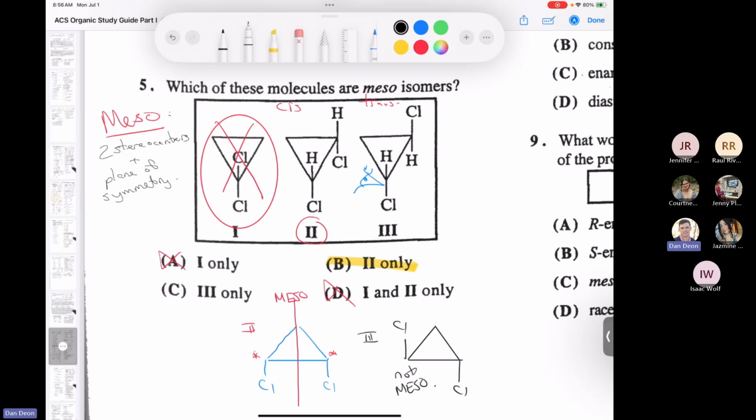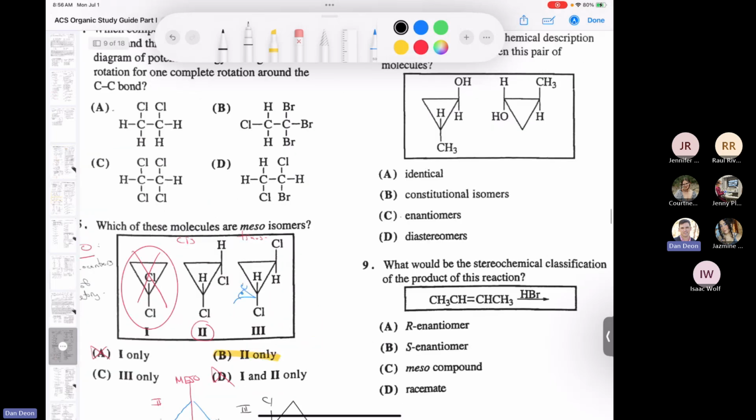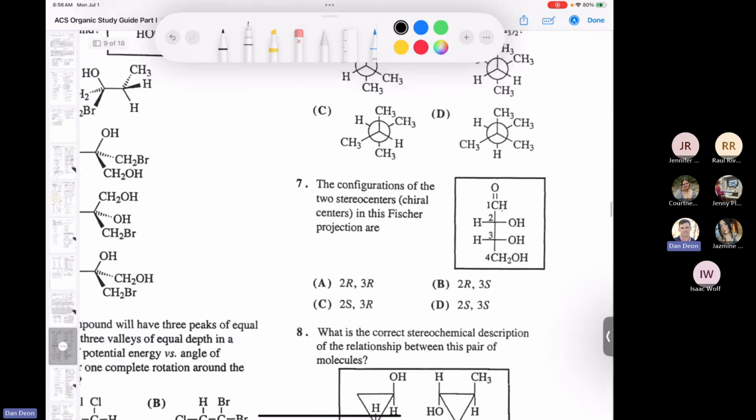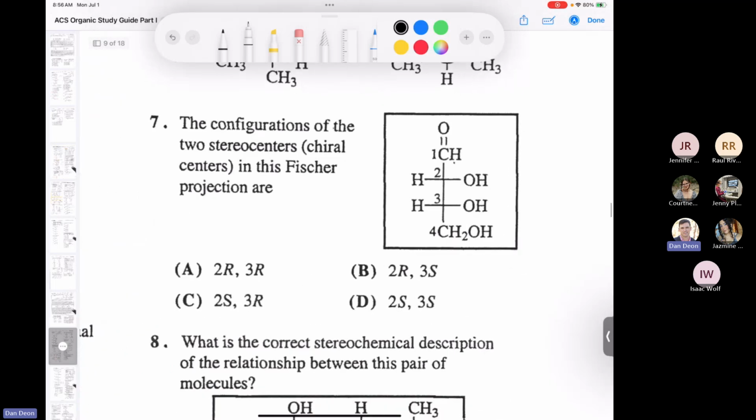All right, let's try, I don't want to exhaust you guys with Cahn-Ingold-Prelog rules, but let's give this one a shot. Number 7 just asks us, what is the configuration of these 2 chiral centers? And this is a Fischer projection. You're going to see a lot of these in chapter 24 of Organic Chemistry 2. We'll do a whole chapter on carbohydrates. So this is a carbohydrate, called an aldotetrose, which is neither here nor there.